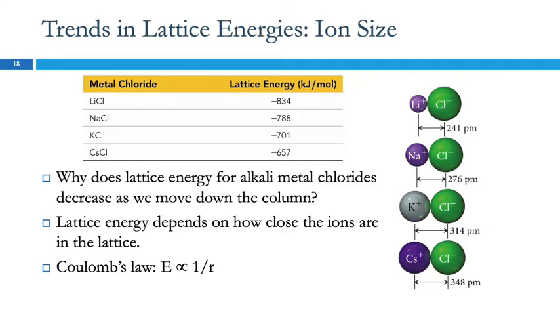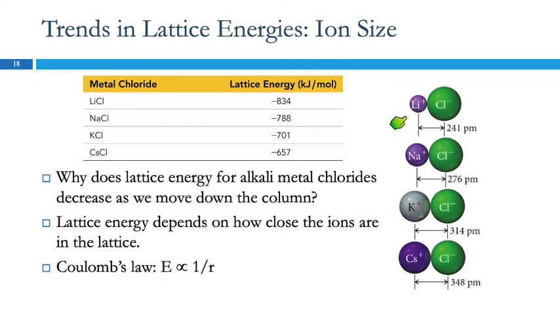So there are trends in lattice energies. One of these has to do with ion size. Here we're looking at different metal chlorides, lithium, sodium, potassium, and cesium, and the lattice energies for those substances. The largest lattice energy, the most negative, is for lithium chloride, and the smallest is for cesium.